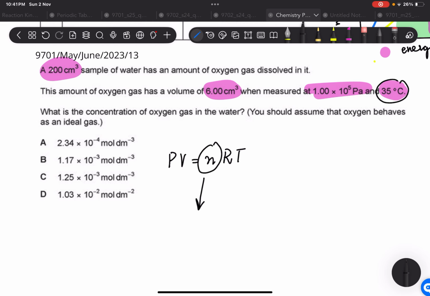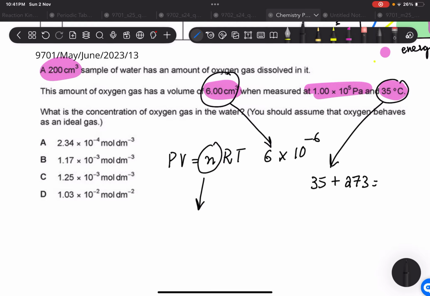The only thing is that you just have to convert this 35 into Kelvin by adding 273 to it. And this cm cube, the amount of oxygen, has a volume of this. The cm cube has to be converted into meter cube. And now 200, don't use this for the moles of oxygen. This is the sample of water. For PV equals nRT to get the moles of oxygen gas, you have to use this volume and this formula right here. I hope you get it.